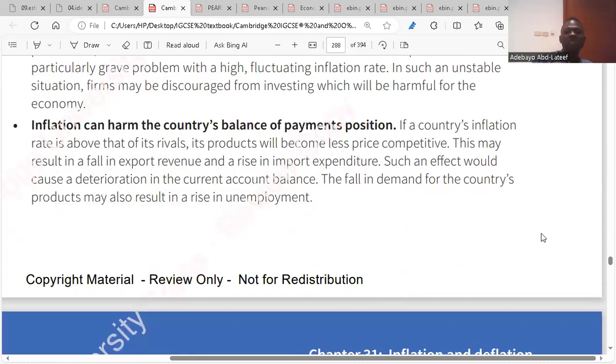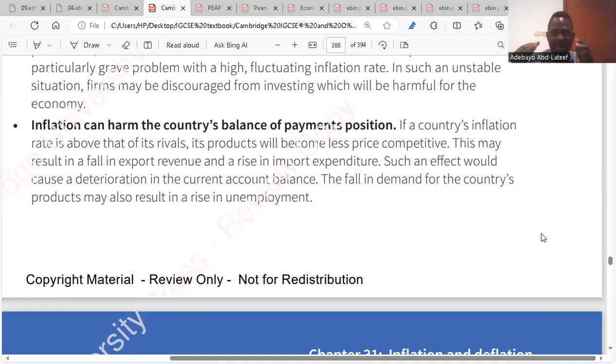Inflation can harm the country's balance of payments position. If a country's inflation rate is above that of its rivals, its products will become less price competitive. If there's inflation within the economy, output in that economy would be affected. And if output is affected, businesses won't be able to sell to foreign customers because their prices will be high.